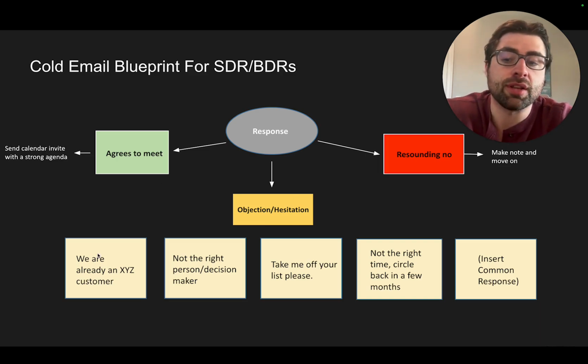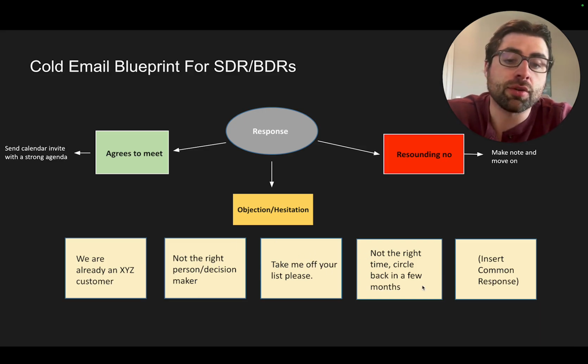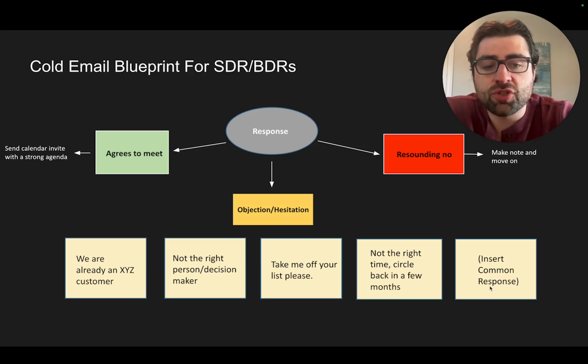And some of these, they can frequently sound like, we already have a solution in place. We're already an XYZ customer. I'm not sure I'm the right person to be reaching out to. Maybe reach out to John, our director of IT or something. Take me off your list, please. Not the right time, circle back. Insert common objection. And that's where the concept of an objection handling bank or a response bank, which I'm going to talk about at the end of the video, comes into play. You come prepared for these most common objections. But that's the way I look at it as a whole, to give yourself a visual framework around what we're trying to accomplish with cold email. Get responses, and then the more times we get responses, it's going to fall into one of these 3 funnels. And then how do we convert as many of these responses to meetings as possible?